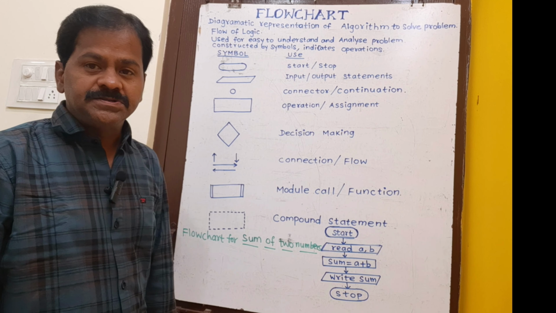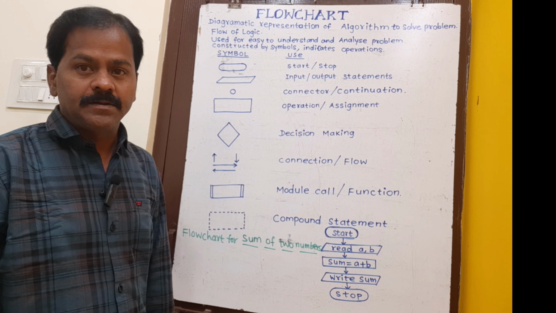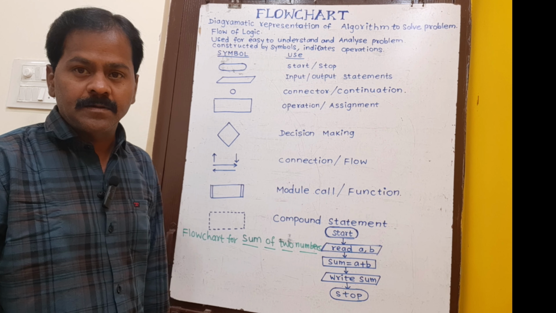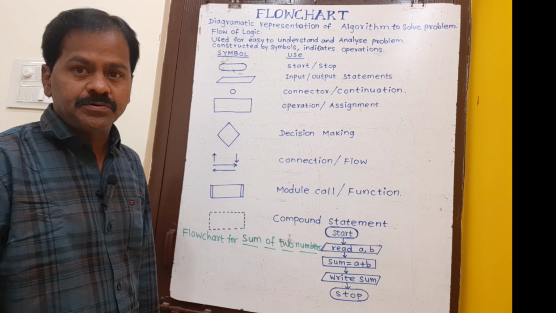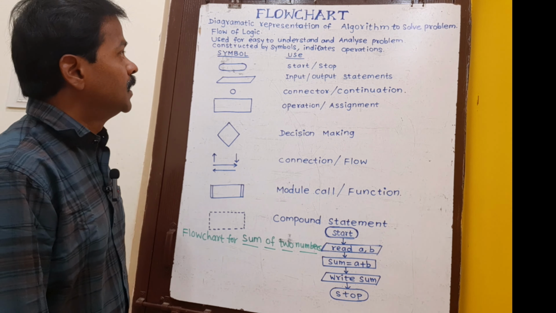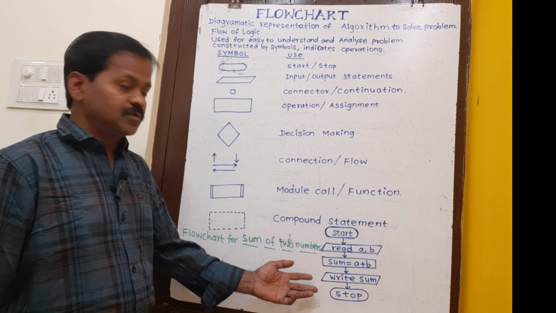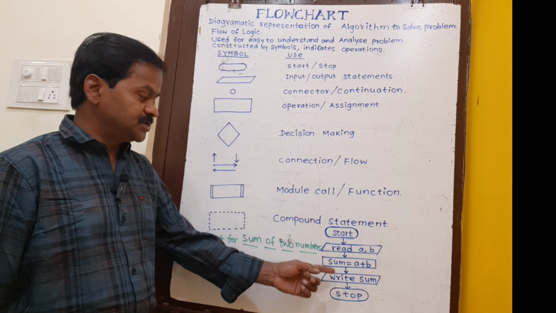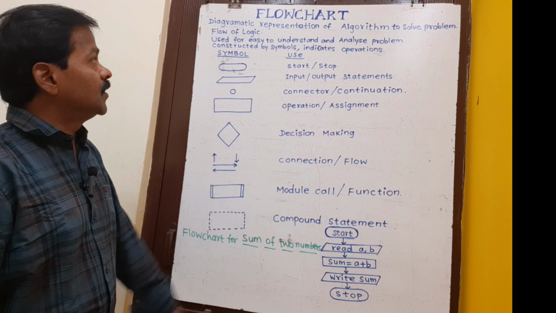Flowchart. A flowchart is a pictorial or diagrammatic representation of the algorithm. In the beginning, we write the algorithm. After that, we write the flowchart. Here, this is the flowchart for the sum of two numbers. This is the flow of logic. This is the sequence structure. A flowchart is the flow of logic.